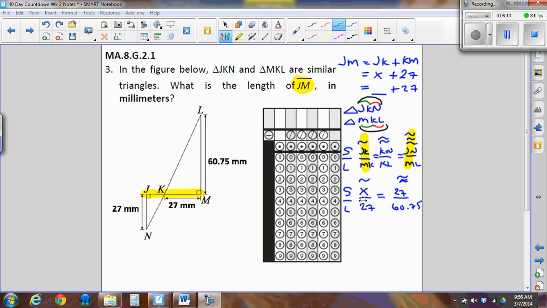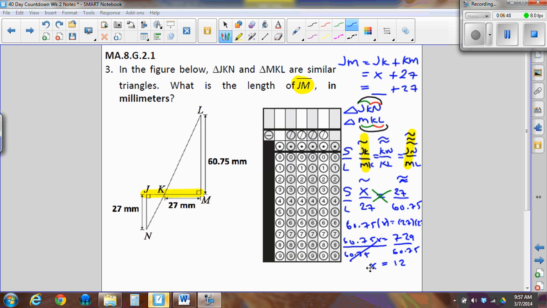We know that we're supposed to cross multiply, and we get 60.75 times x equals 27 times 27. 60.75x equals 729. Divide both sides by 60.75. These cancel. And now x is 12.